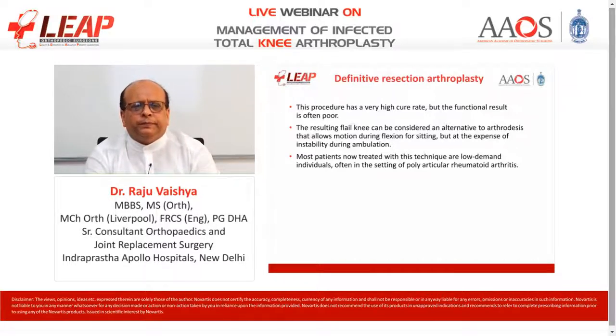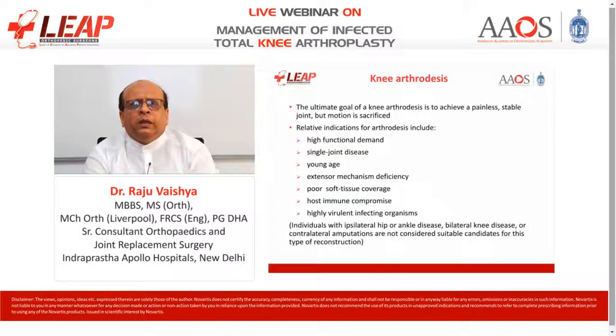Knee arthrodesis is a salvage option which sometimes has to be considered for treating chronic infection after total knee arthroplasty. The ultimate goal of this procedure is to achieve a painless, stable joint at the cost of motion. The motion is sacrificed.